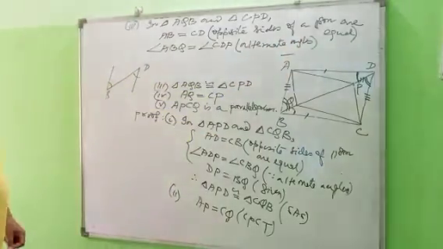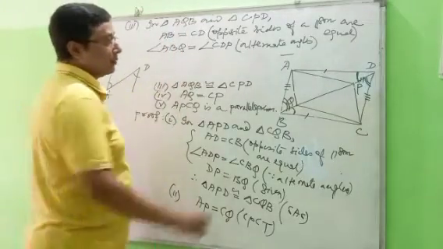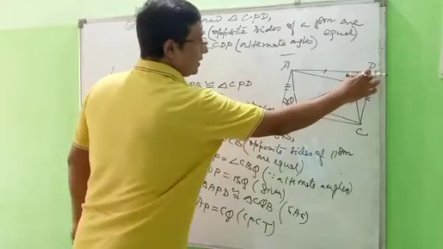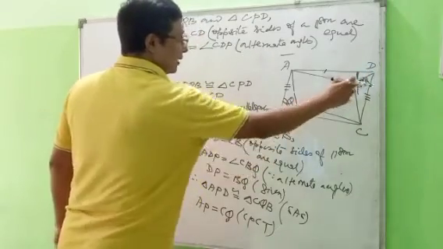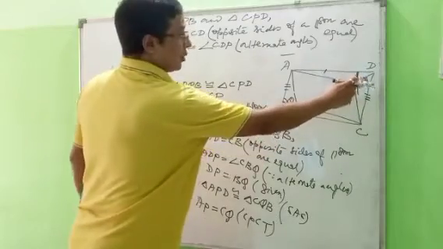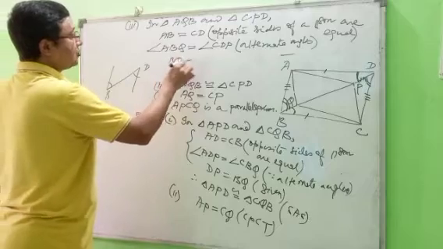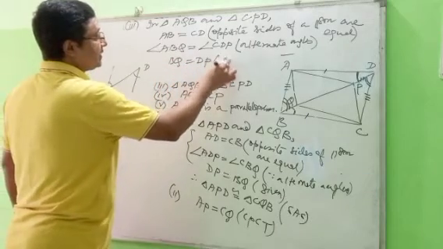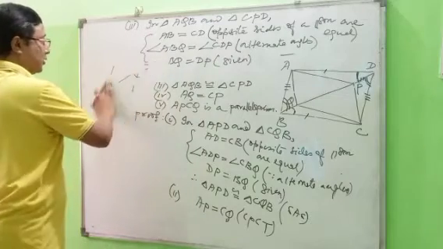Then the last condition. In both the triangles, you have BQ equals DP. These two are given, so they are equal. It is given in the question. So BQ equals DP. So you have got the three conditions.